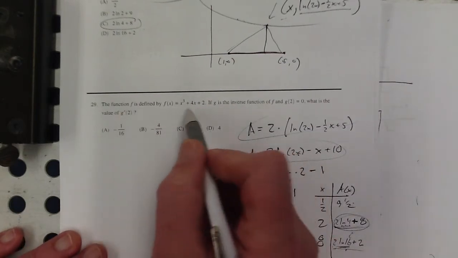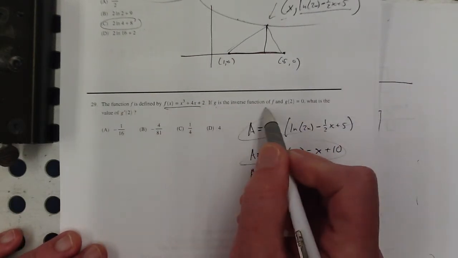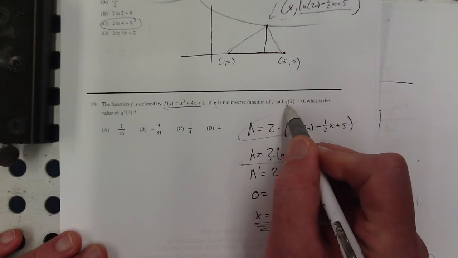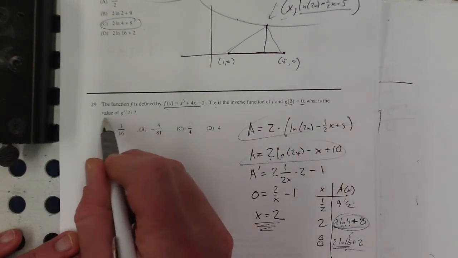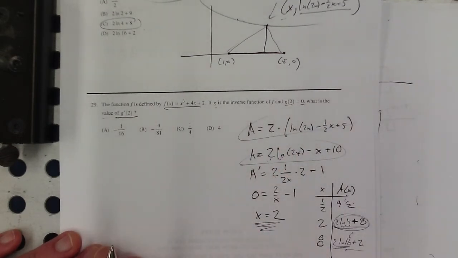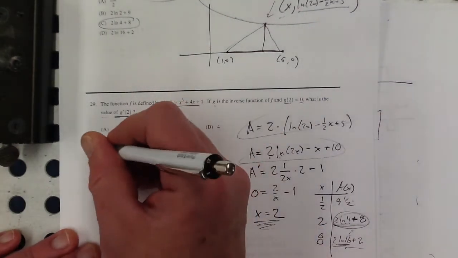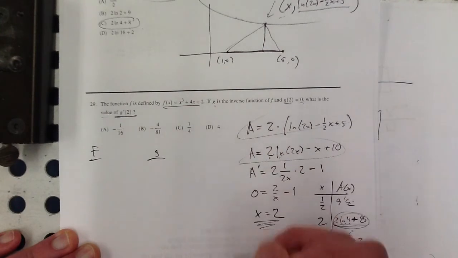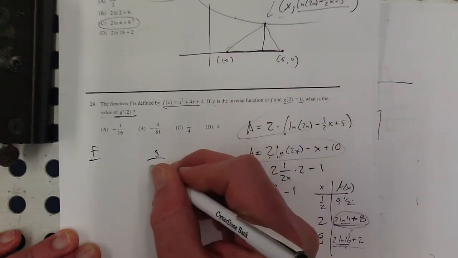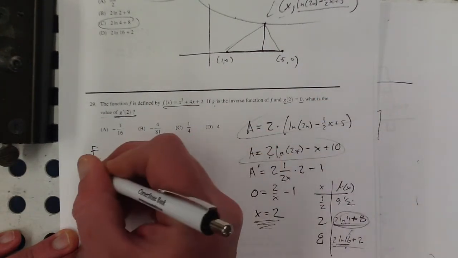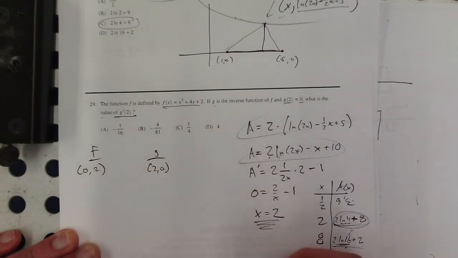Number 29, function defined by this. If g is the inverse of f and g of 2 is equal to 0, what's the value of g prime of 2? So these are inverses of each other. So this is f and this is g. Then if g has the point (2, 0) on it, then f has the point (0, 2) on it.